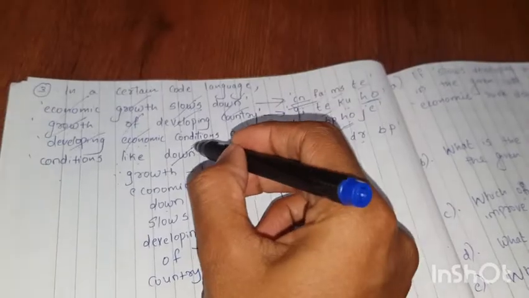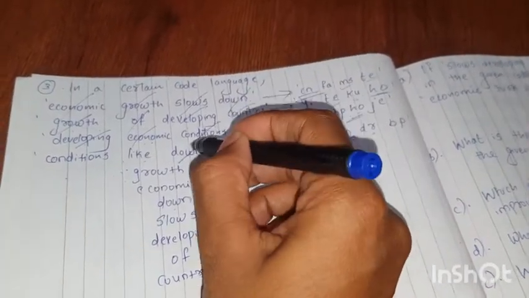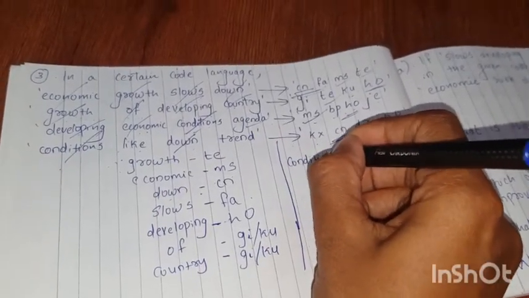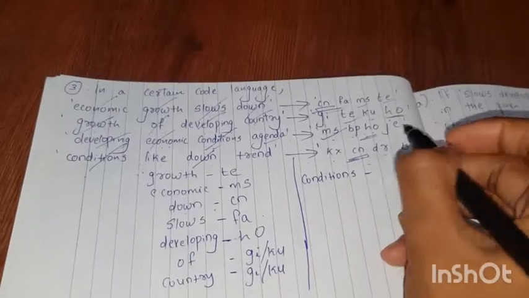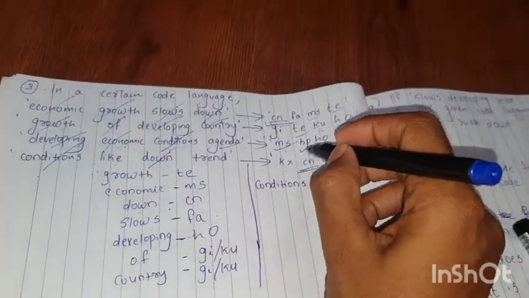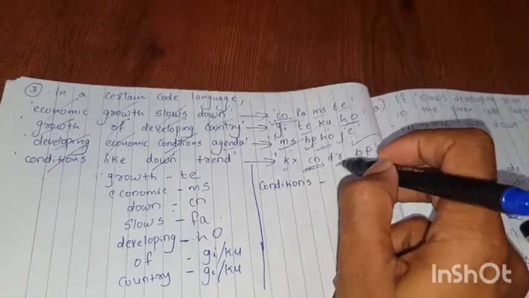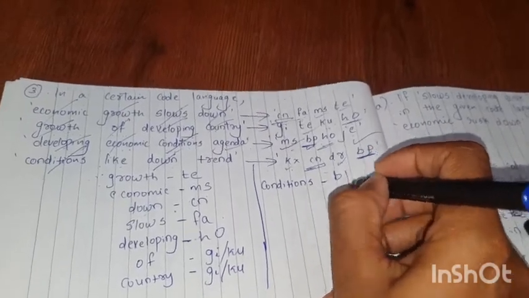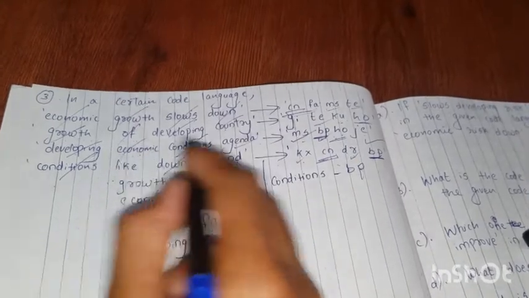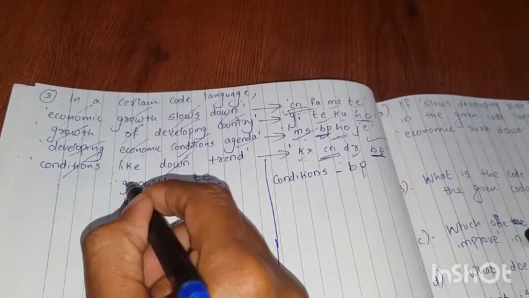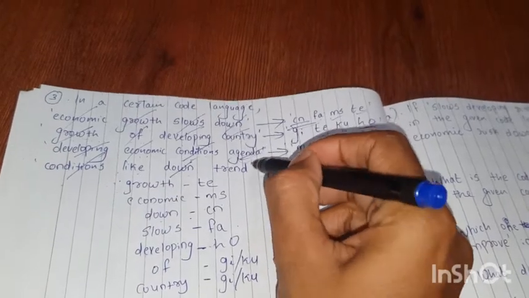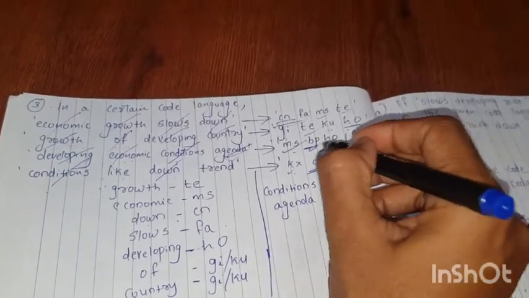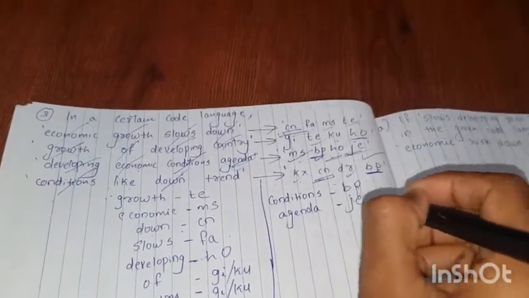Now going to the third line, developing we already got the code HO, economic we already got the code MS. Then the remaining two words are conditions and agenda. Conditions is there in the third line and fourth line also, so we can find out the code for conditions from the third and the fourth line. In the third line, the remaining codes are BP and JE. In the fourth line, KX, DR, BP. So BP is common here and here. That means the code for conditions is BP. Agenda is remaining in the third line, so the code for agenda is the remaining code, JE.